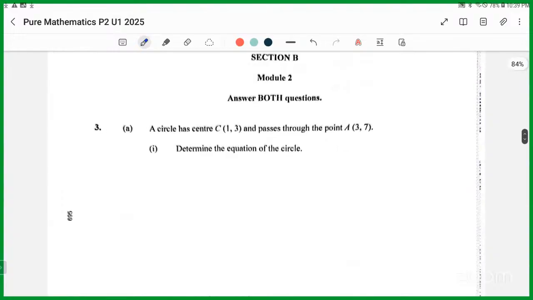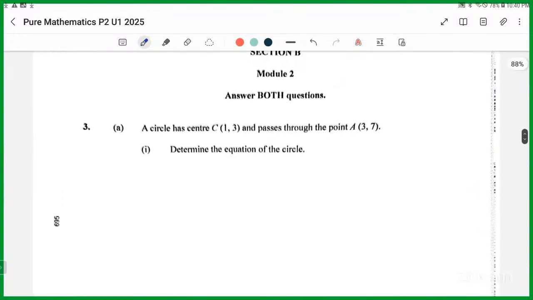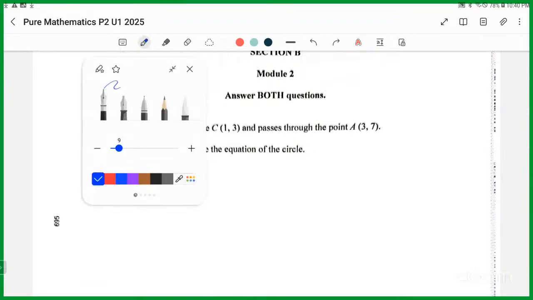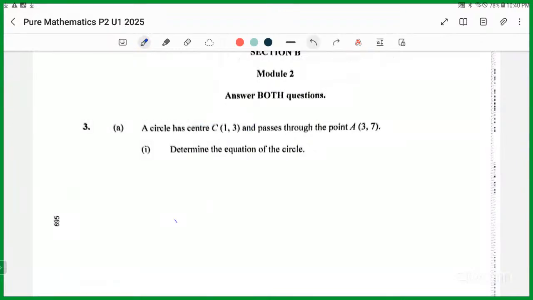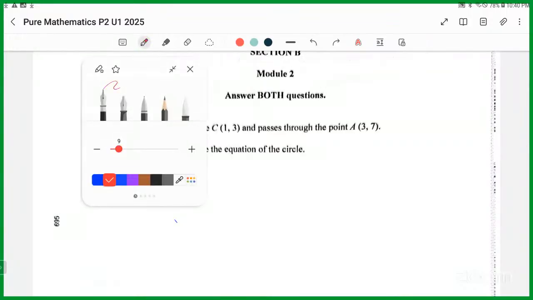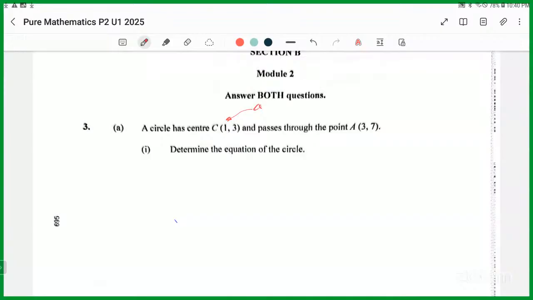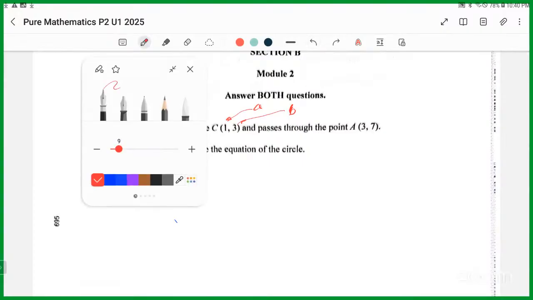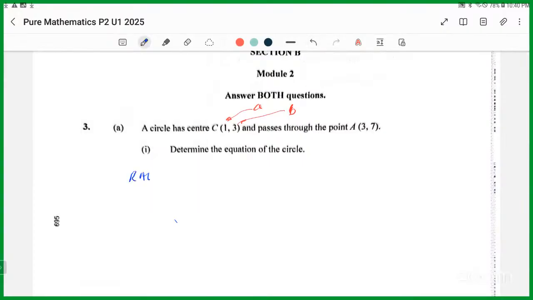Next question, going into module 2. The circle has this as its center and passes through this point. This is like an advanced level question. It says determine the equation of a circle. First, we need the radius. So remember, for the equation of a circle, this is the center. We're going to use this value as our a, and the 3 is our b, and we need the radius. We want to find the radius, the distance between these 2 points.